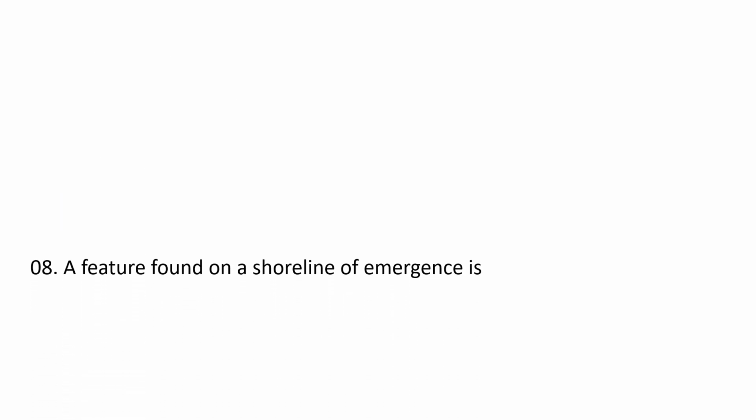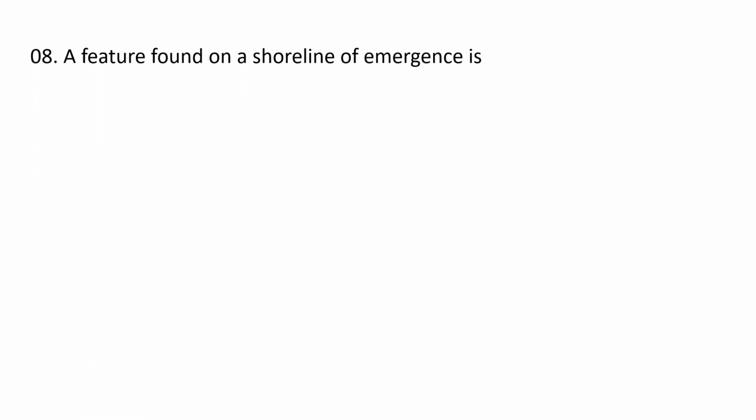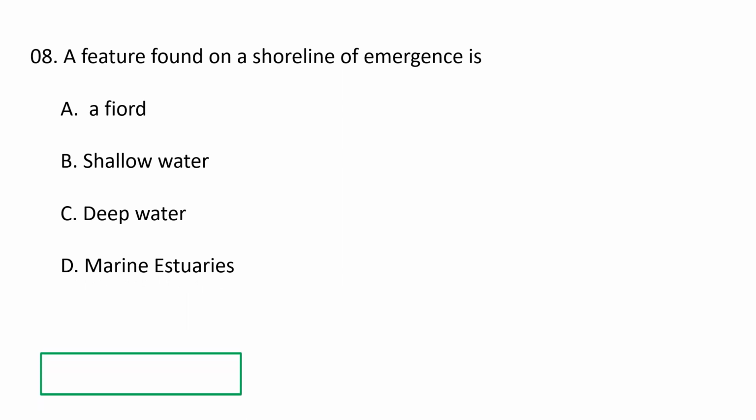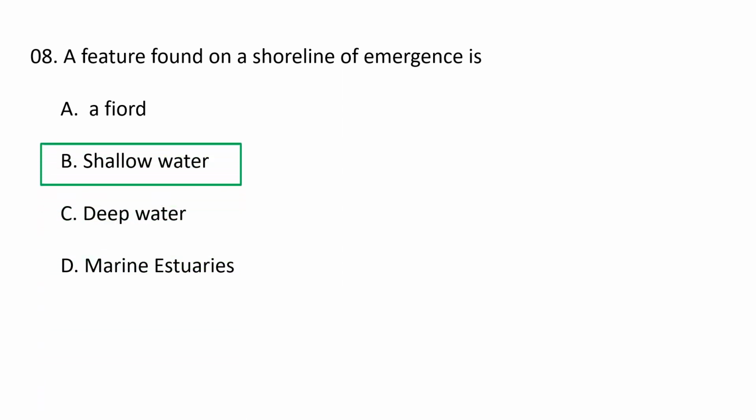Next question. A feature which is found on a shoreline of emergence is: A. fjord, B. shallow water, C. deep water, D. marine estuaries. A feature found on the shoreline of emergence is shallow water. This is a feature characteristic of an emergent coastline, a stretch along the coast that has been exposed by the sea by a relative fall in the sea level, by either isostasy or eustasy. So B, shallow water, is the correct option.